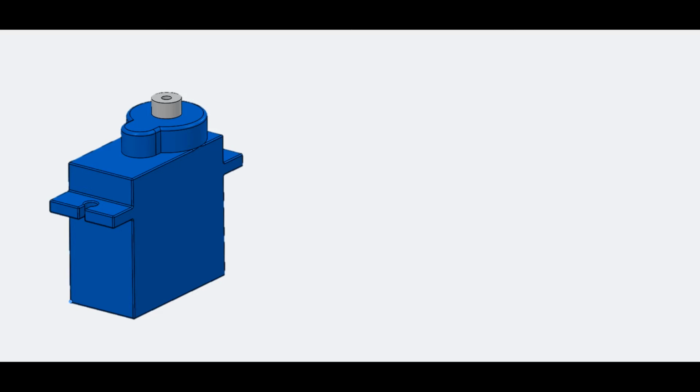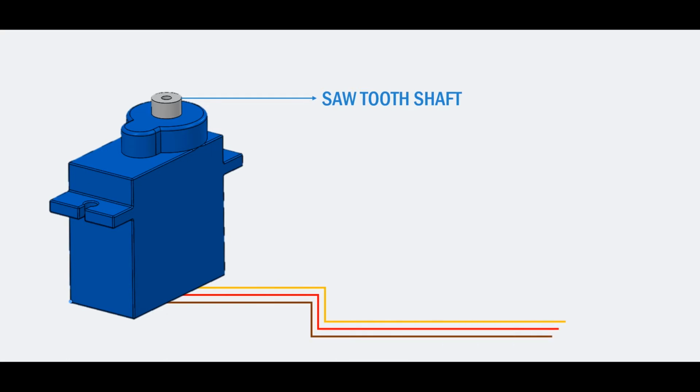The most common servos all look very similar. All have a sawtooth shaft on top in order to attach different kinds of accessories necessary for your project, and three wires coming out of them. Brown is ground, red is VCC, which usually requires a voltage of 4.8 to 7.2 volts, and orange is the input pin for the control signal. The control signal is usually a PWM signal.